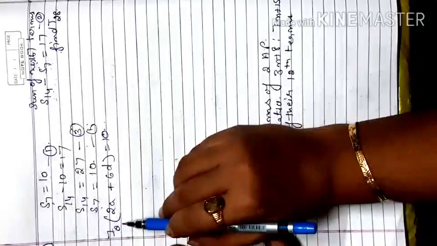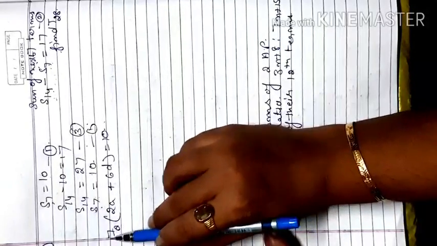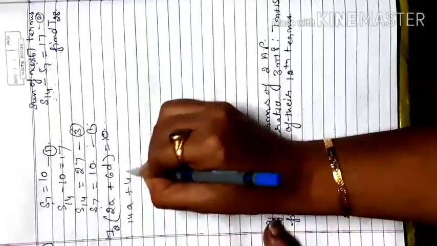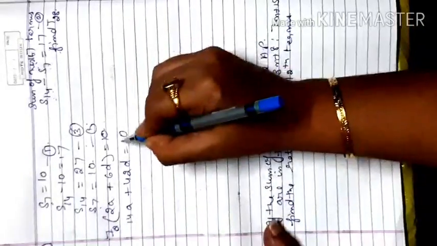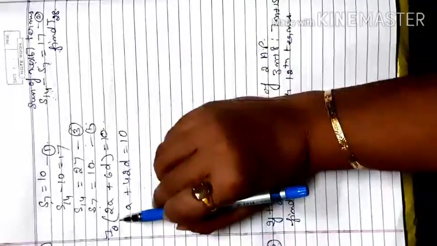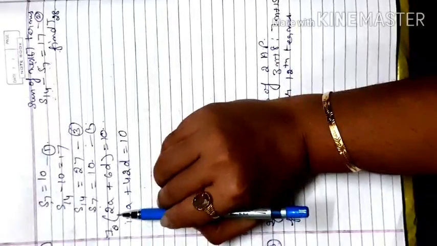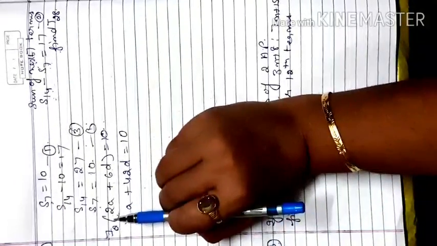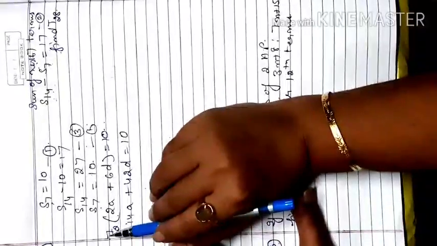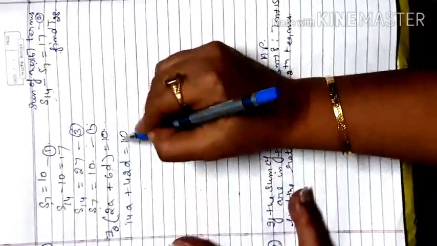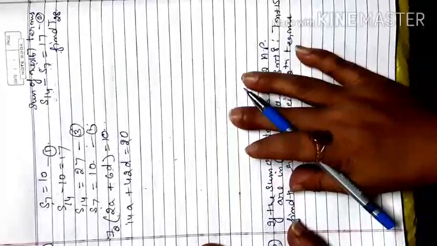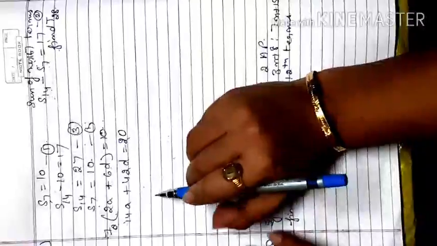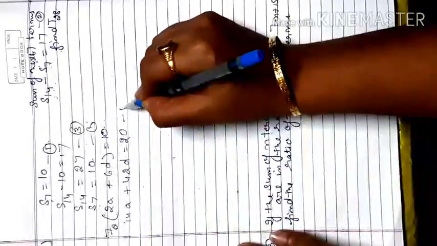Now if you cross multiply, 7 by 2 multiplied by this gives you 14a plus 42d is equal to 20. Wait, 7 by 2, the 2 is cancelled, only 7 is left. So what I do is multiply 7 with this and cross multiply the 2 with 10, that becomes 20. That will be easier for me to calculate, because I have 14 on the other side also. So we consider that as my equation 4.